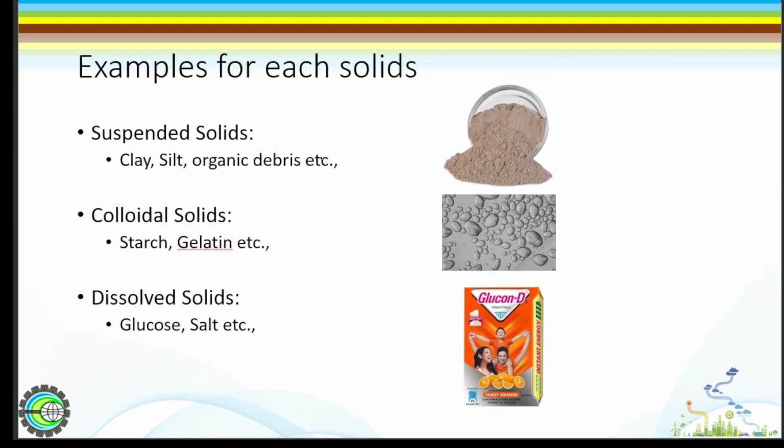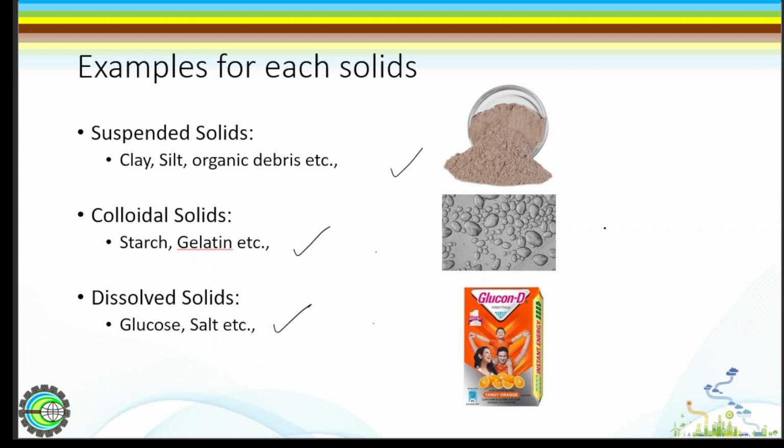If we consider examples of each of these solids that we discussed earlier, clay, silt, and organic debris are considered suspended solids, whereas the colloidal solids are starch and gelatin, and dissolved solids include glucose, salt, etc. So, what's the difference between the colloidal solids and the dissolved solids apart from their size classification?